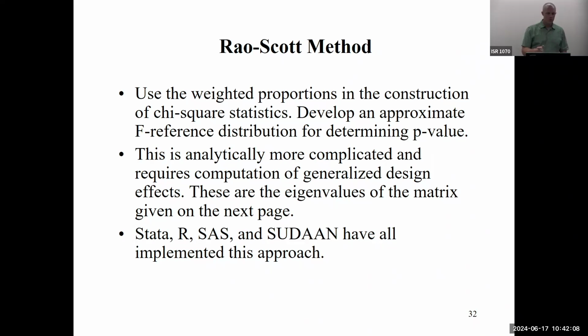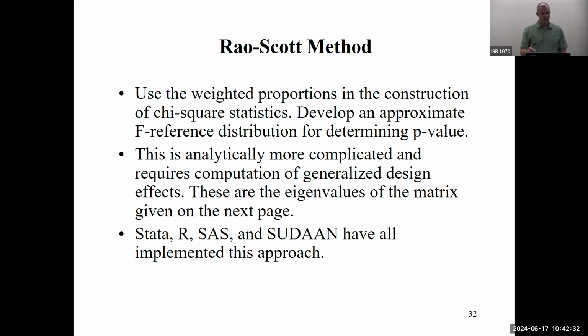They showed that rather than just dividing by the simple average of the design effects, you should divide that chi-square by what's called a generalized design effect. It's a more complicated measure analytically, but that division by the generalized design effect gives you a more powerful test statistic for testing that null hypothesis. That was their main contribution.